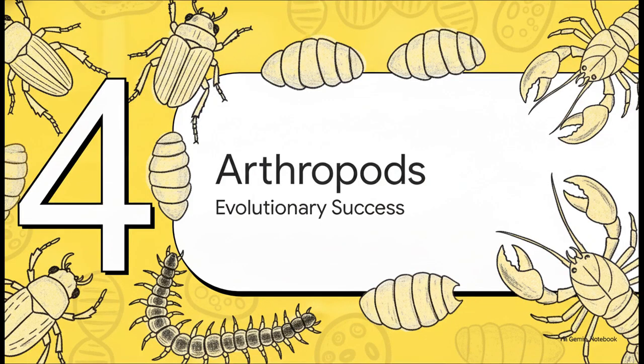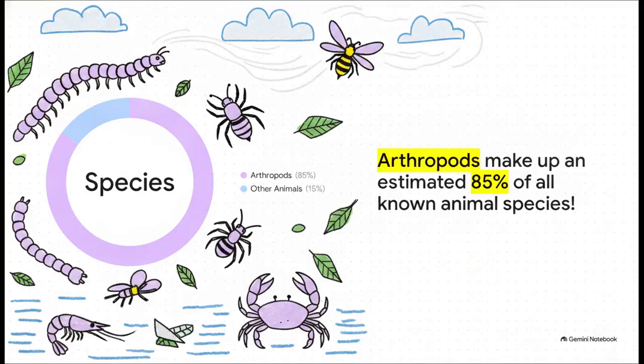Section 4. Arthropods, massive evolutionary success. Stepping all the way up to the top of our complexity ladder today, we arrive at the arthropods. These guys are characterized by their incredible jointed appendages and those tough, chitinous exoskeletons. To truly grasp their global dominance, just take a look at the massive slice of species distribution on this chart. An estimated 85% of all known animal species on planet Earth are arthropods. They have successfully colonized almost every terrestrial, aquatic, and aerial habitat you could possibly imagine.